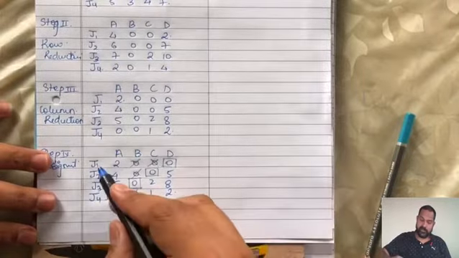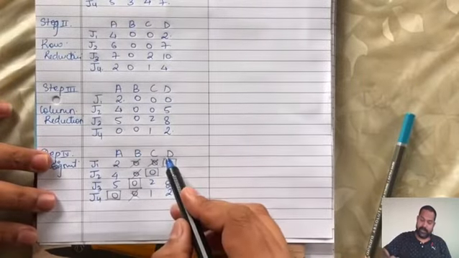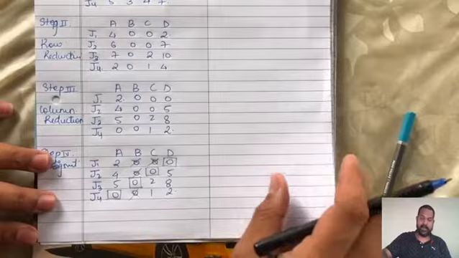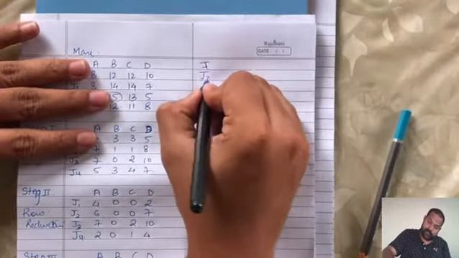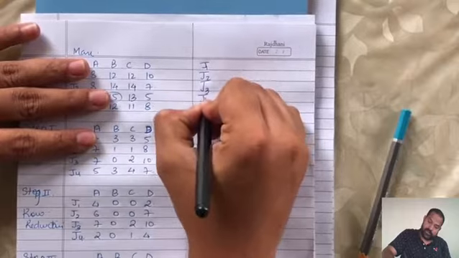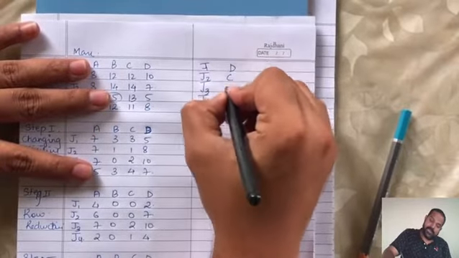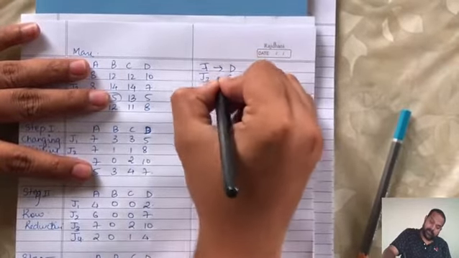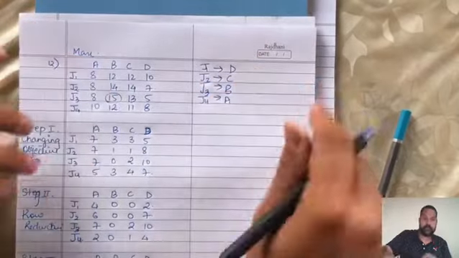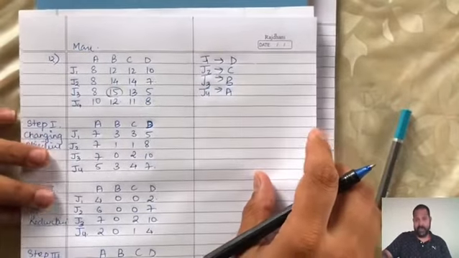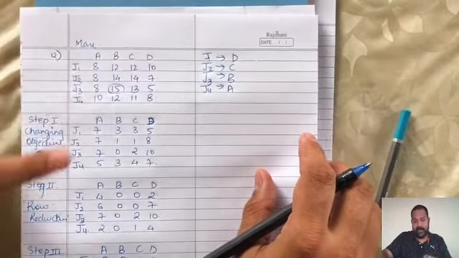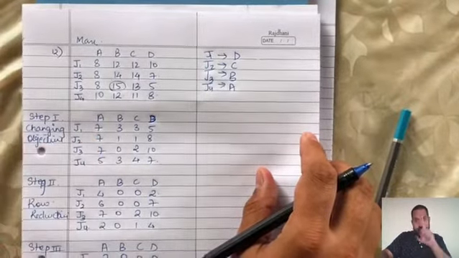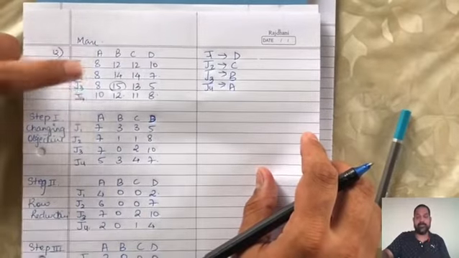Your answer is J1, J2, J3, J4 to D, C, B, A. So, J1, J2, J3, J4, D, C, B, A. Now, when you are writing down the final answer, you will go back to the original, because this was what I was asked to maximize. I changed it and I minimized this because I know minimum here means maximum here.